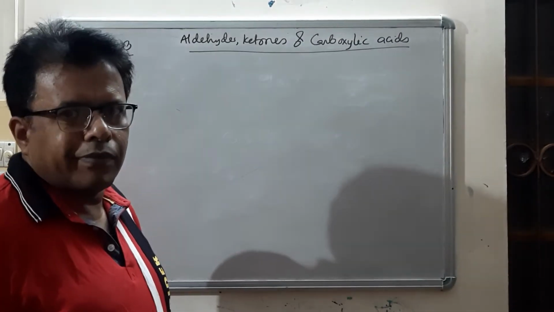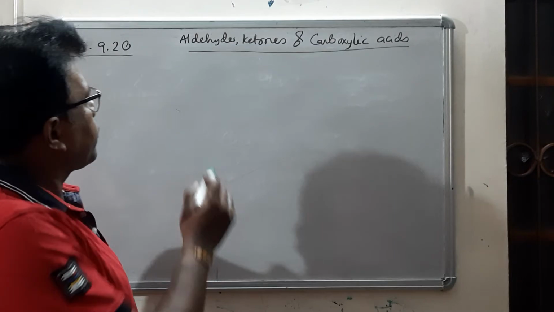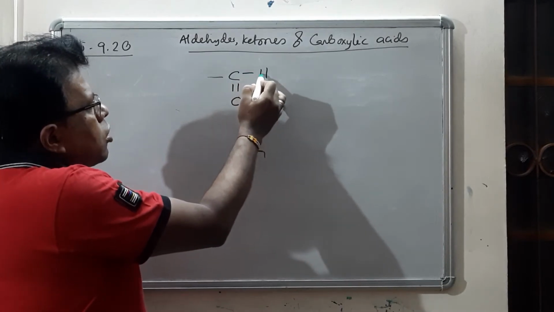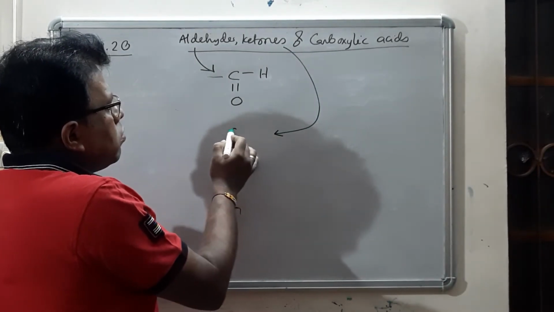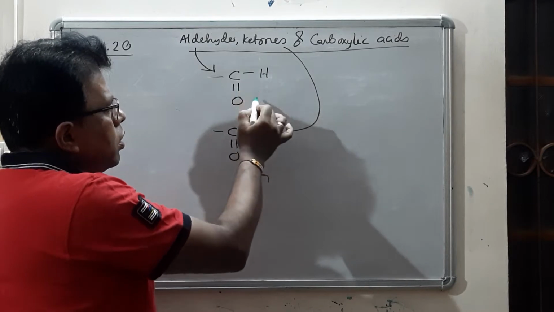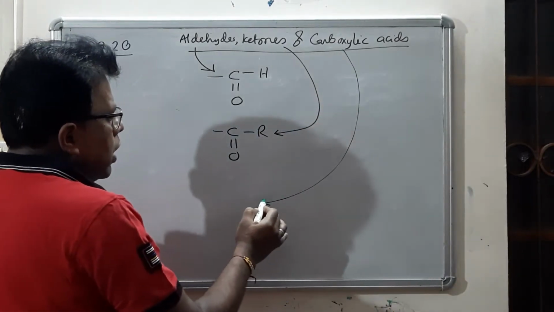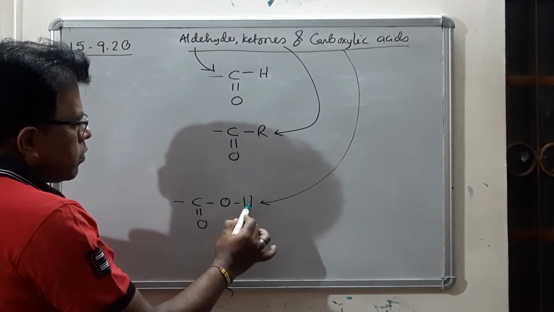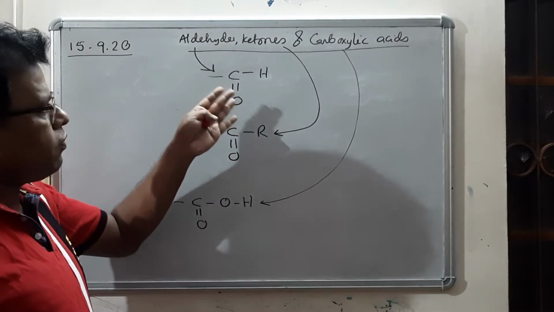So it's a very important chapter because three functional groups are here. So what are the functional groups? Aldehyde. This is the functional group of what? Aldehyde. For ketone, this is the functional group. In case of ketone, here instead of H, it should be R. And the functional group in carboxylic acid is C double bond O, O, H. So we are going to study in this chapter about compounds having these functional groups.